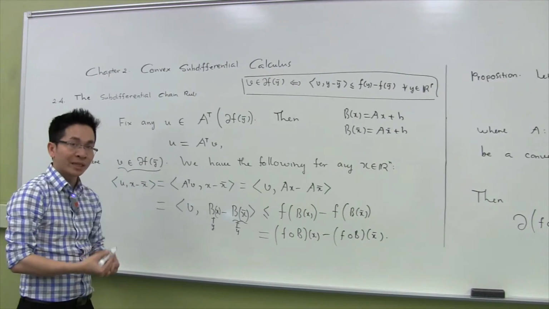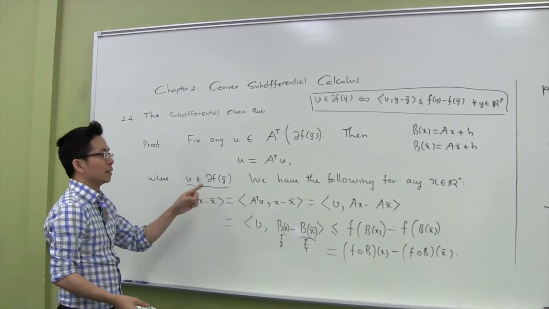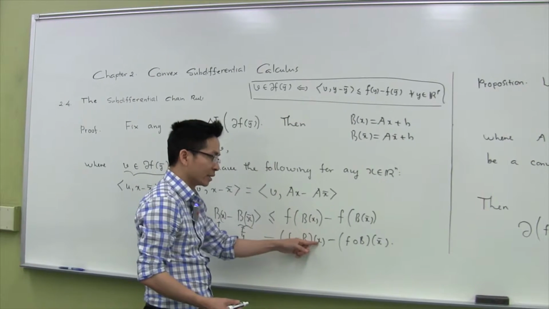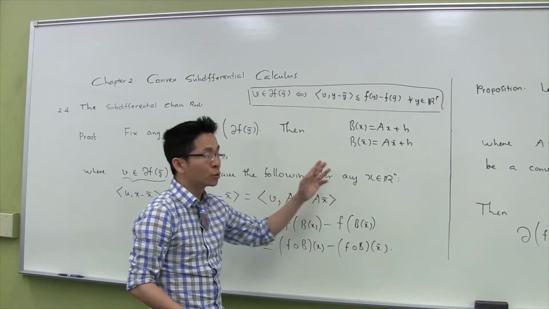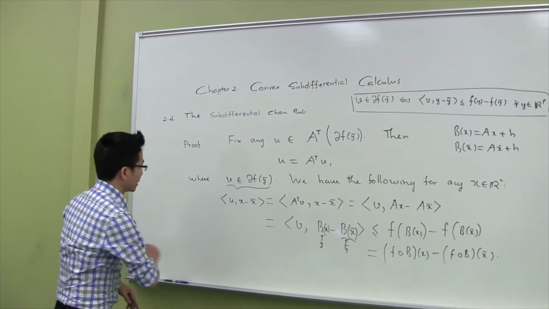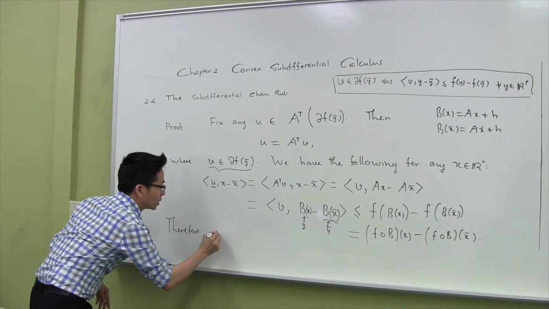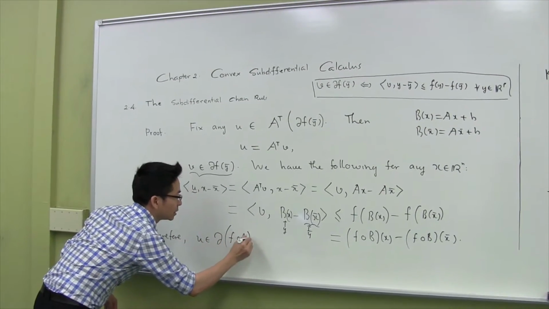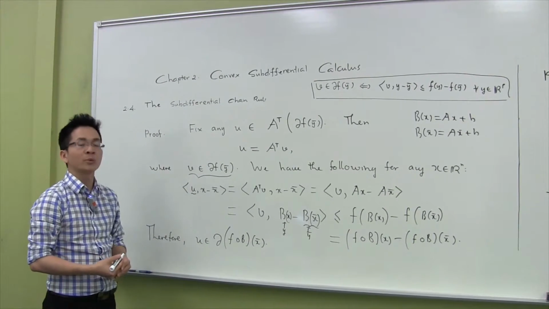Okay. To summarize, we see the following: the inner product of u and x minus x bar is always less than or equal to the composition of f and b of x minus the composition of f and b of x bar, and this is true for all x in R^n. By the definition of the subdifferential, we have the following. Therefore, this element u belongs to the subdifferential of the composition of f and b at x bar. Okay, so we have completed the proof of the proposition.